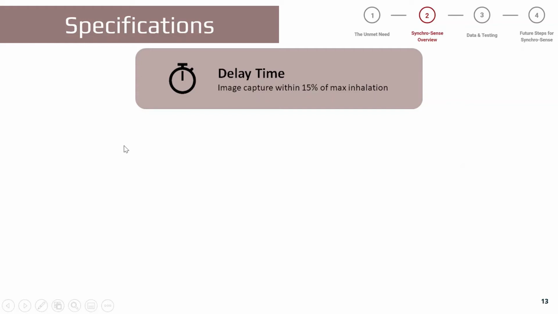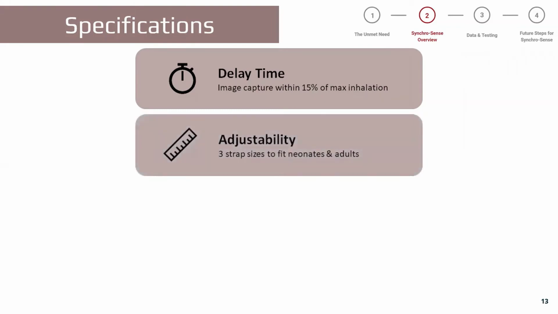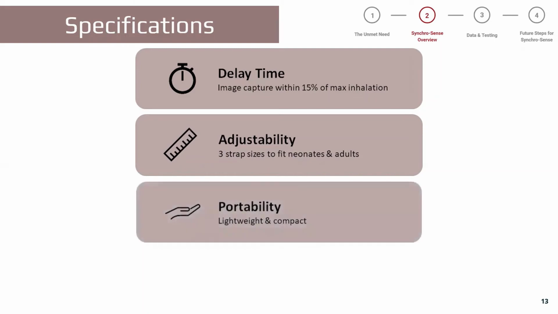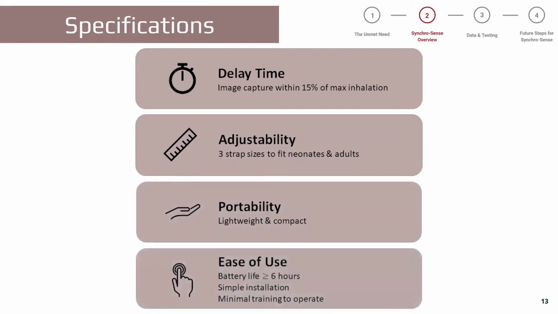There are several specifications that our device aims to achieve. For one, we aim to minimize the delay time to capture the X-ray image within 15% of the patient's maximum inhalation. Our device also needs to be adjustable to accommodate different patient sizes and be portable and compact, weighing under 10 pounds. Lastly, our device needs to be easy to use with a substantial battery life, easy to put on an unconscious patient, and a user-friendly design requiring minimal training.